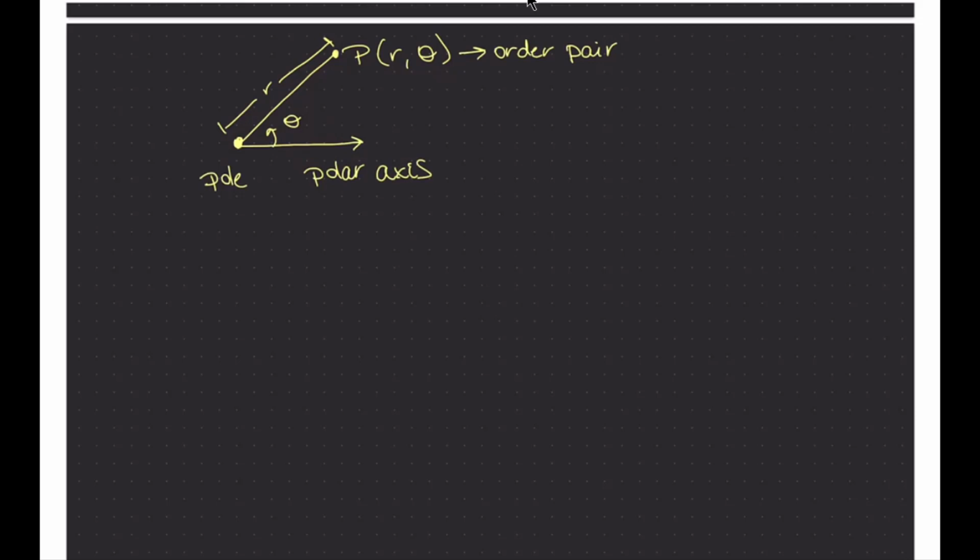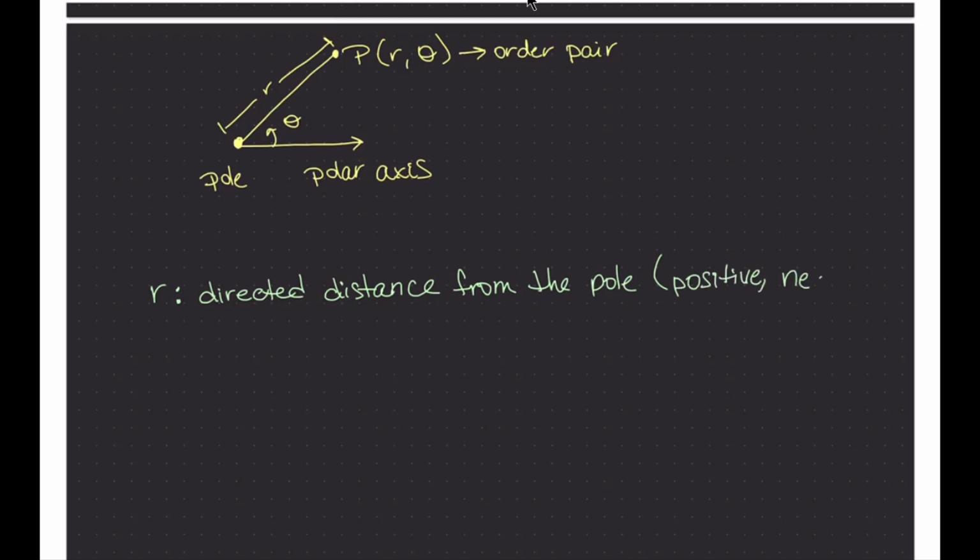A few definitions of what these letters mean. That R we call a directed distance, and it's from the pole. It can be positive, it can be negative, and it can be 0.